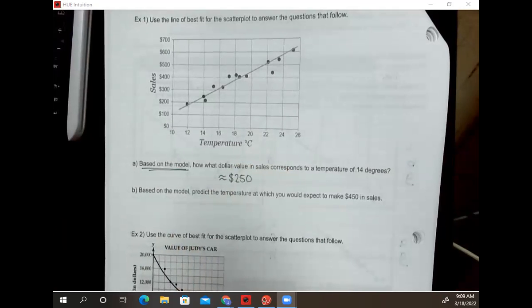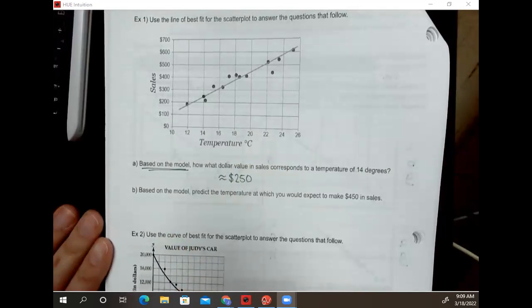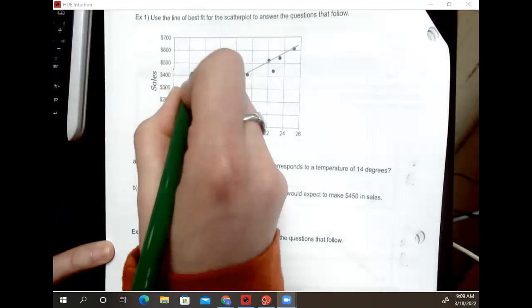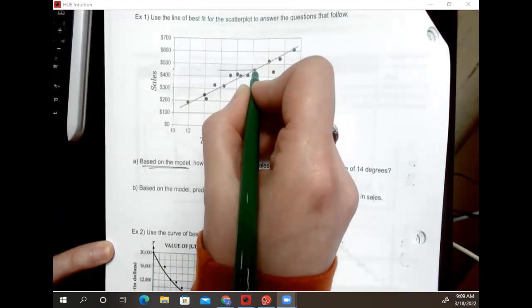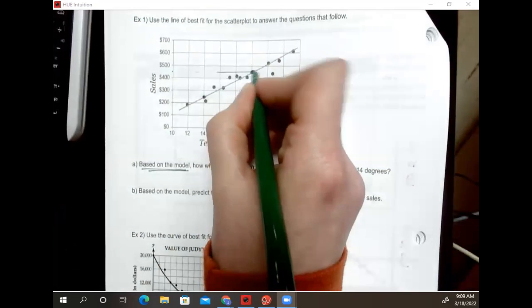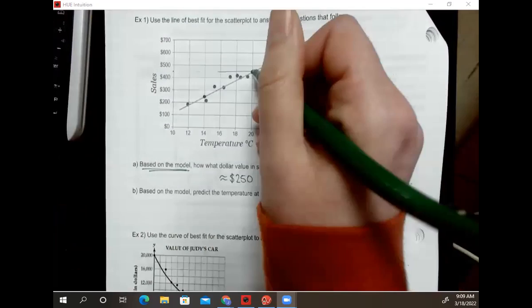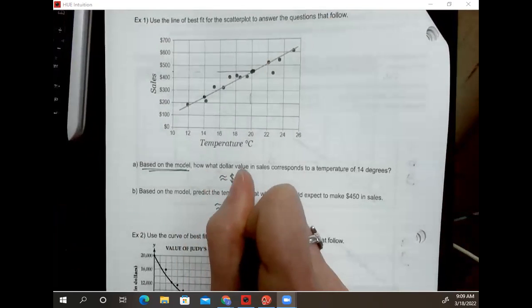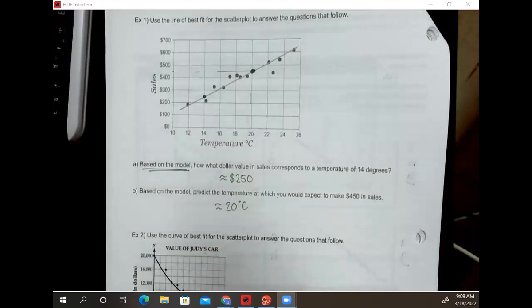Now part B, again, it says based on the model, so we'll use that line of best fit. Predict the temperature at which you would expect to make $450 in sales. So we're flipping this a little bit. I'm going to go to 450 and follow that to my graph. That'd be right about here, maybe right here, somewhere in there. We'll go here because that puts us at a nice temperature. So I'm going to say about 20 degrees Celsius would be the temperature at which I would expect to make $450 in sales. So I am just looking for points on this line of best fit. That's all I've done so far.